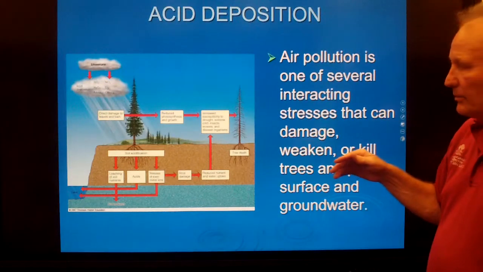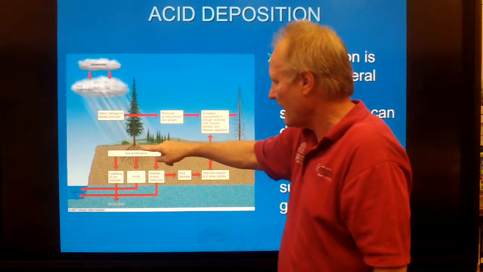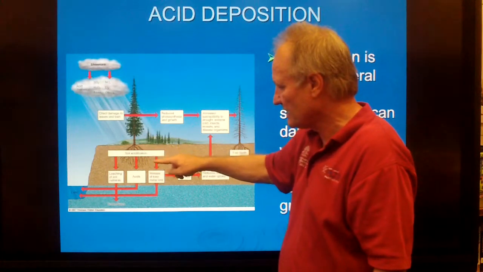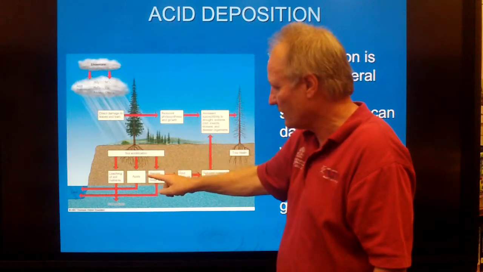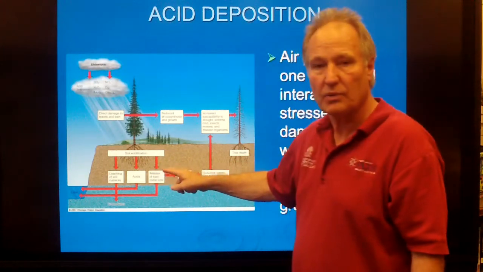Why is this a problem? This is a problem because, all right, so here comes the emissions of acid rain. What happens over time, the soil becomes acidified. The acids go through the soil and leach out the soil nutrients, number one. Number two, they pull out the metals.